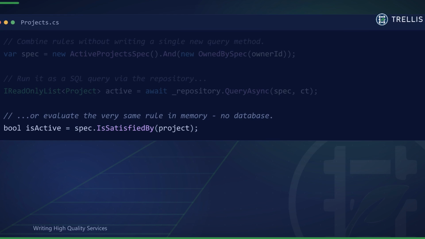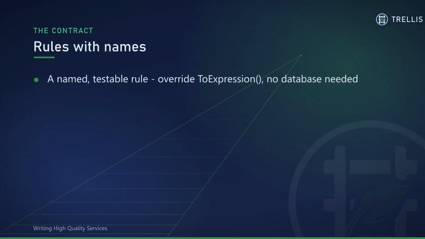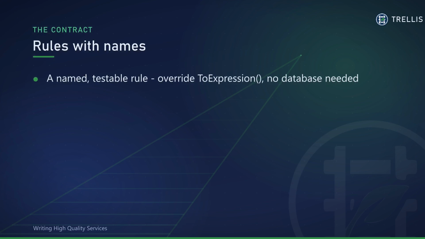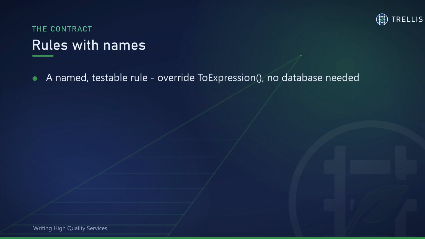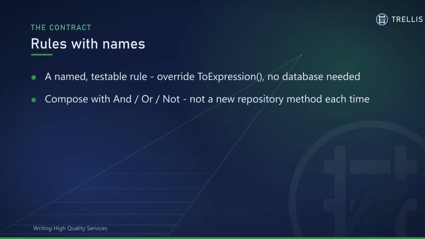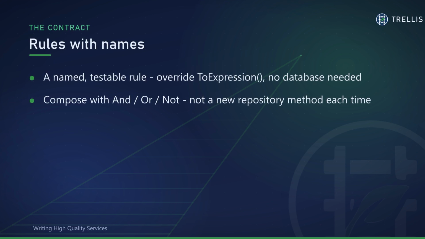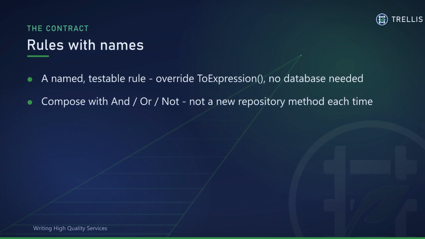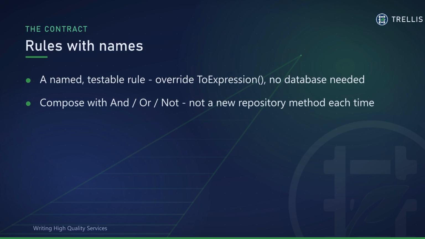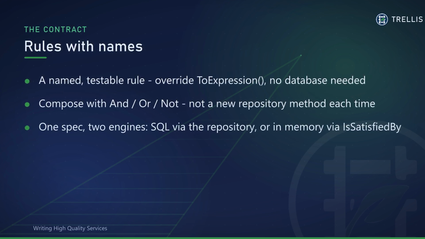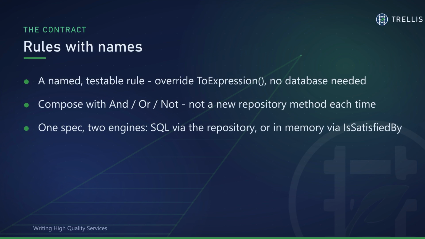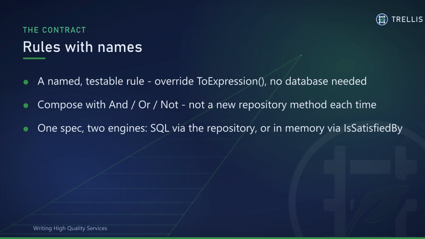One rule, 2 engines. So a specification makes 3 promises. 1. The rule has a name and a home, and you can unit test it with IsSatisfiedBy, no database. 2. You combine rules with and, or, and not, instead of writing a new query method for every case. 3. One specification runs 2 ways, as SQL through the repository or in memory, and it's the same rule both times. Business logic stops leaking into your data layer.